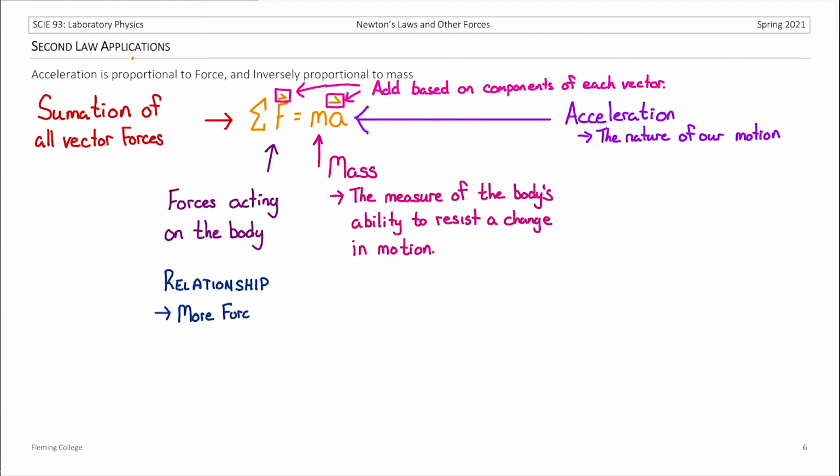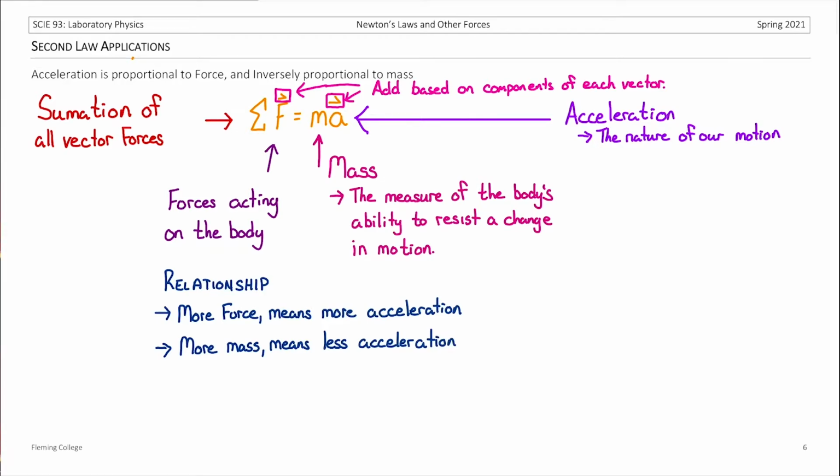Force and acceleration are directly related, so more force means more acceleration. Similarly, the more mass you have means the more force you need to create the same acceleration. And think of it that more mass will mean less acceleration. So mass and acceleration are inversely related. All of these details will become useful when we move on to solving problems that involve forces.